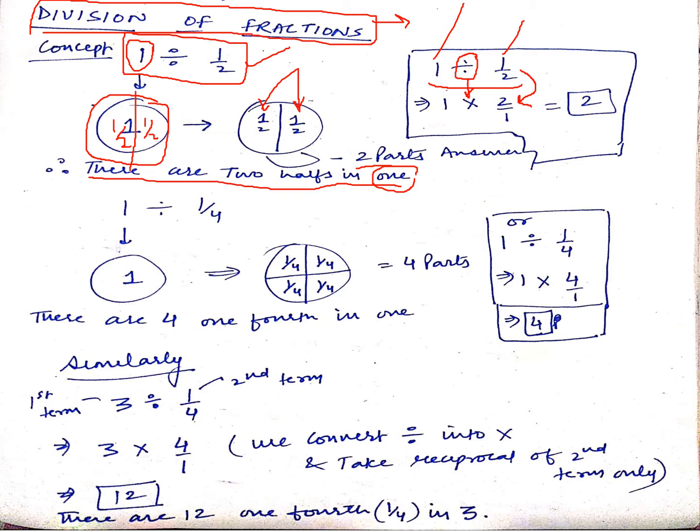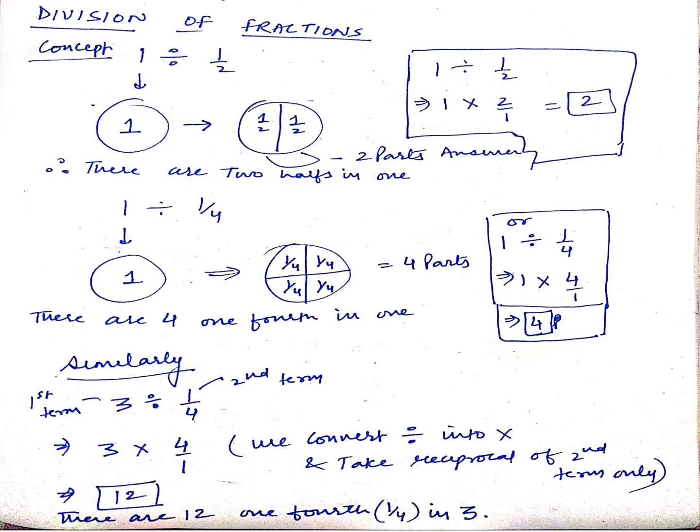Whenever you make division into multiplication, you have to take the reciprocal of the second term, so that 1 remains the same, division becomes multiplication, and 1 by 2 becomes 2 by 1. And now when you multiply them, what will happen? 1 2s are 2 and 1 1s are 1. So we can say the answer is 2. Similarly, let's see the second example. Suppose a question comes like this: 1 divided by 1 upon 4, or we can say 1 divided by 1/4. We call it 1/4.